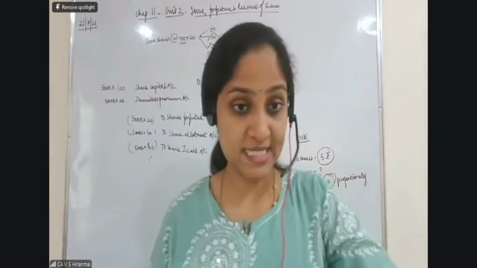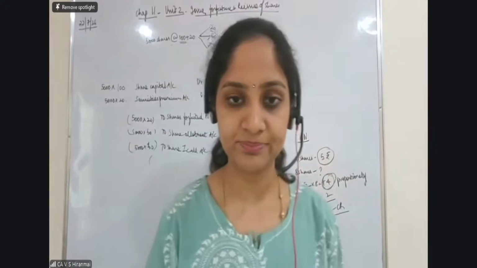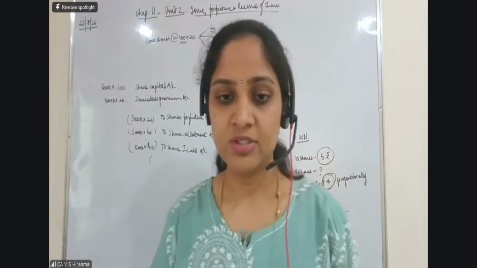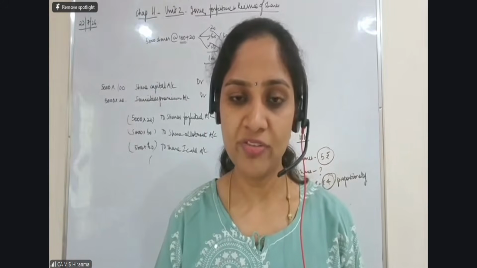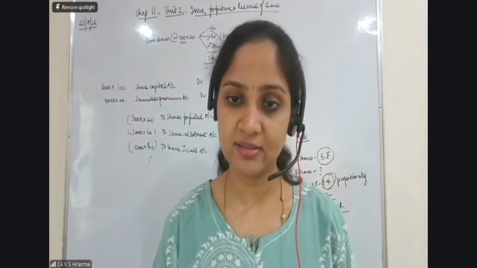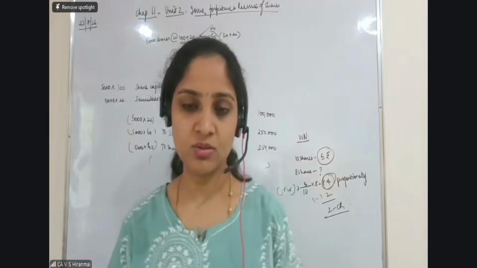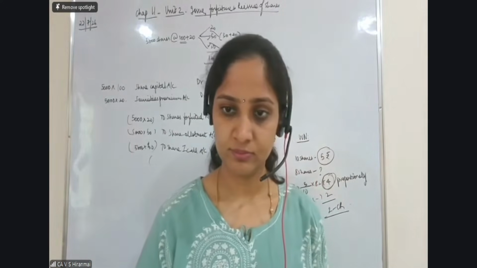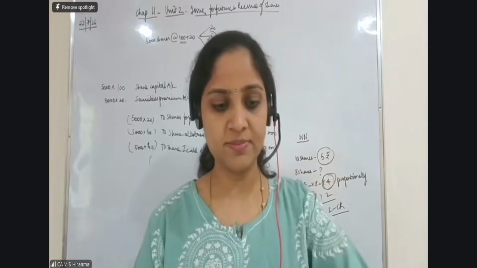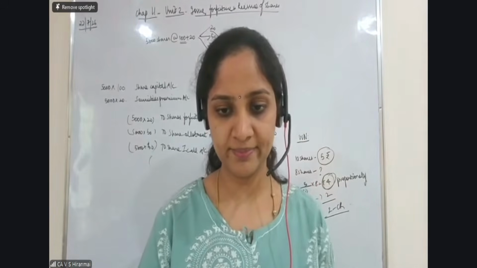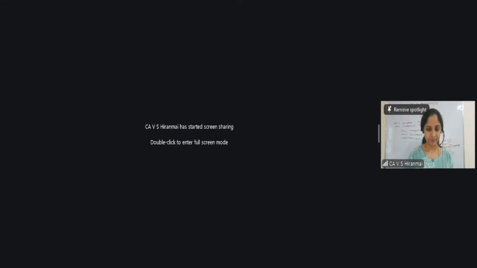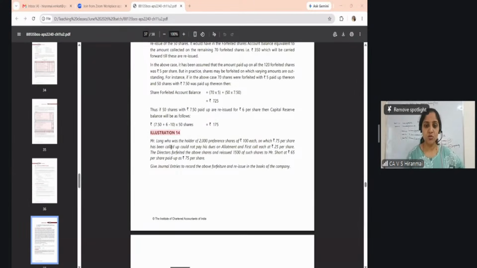Now let us go to a question which talks about forfeiture and reissue. Okay, done. So let us go ahead with this simple problem of illustration number 14. All of you please see this. Mr. Long, who was the holder of 2000 preference shares of 100 each. Madam, here it is preference shares, not equity shares. It's okay, equity shares, preference shares, the same entries are going to come.